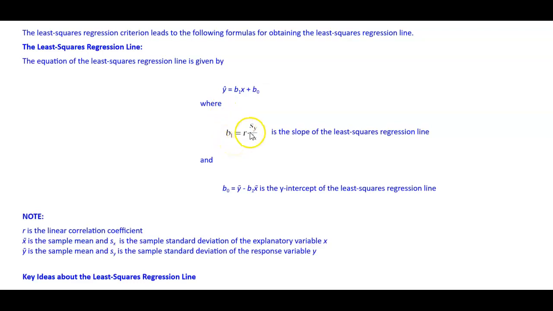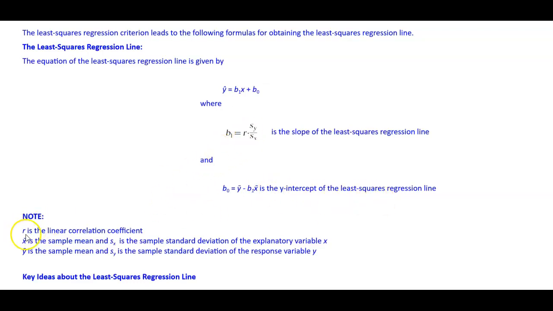to r times the standard deviation of y's divided by the standard deviation of the x, is the slope of the least squares regression line. And b subscript 0, which is equal to the y mean minus the slope times the x mean, x bar, is the y-intercept of the least squares regression line.